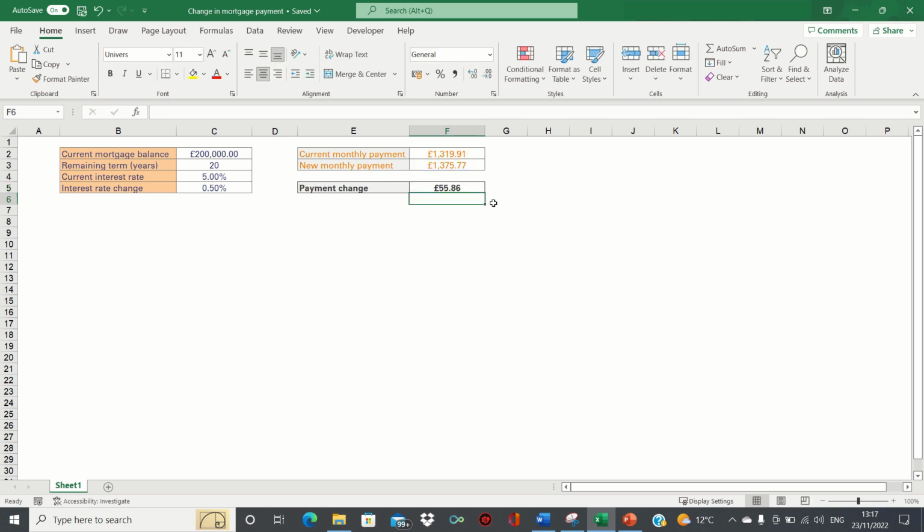To calculate the payment change, we can simply take the new monthly payments and subtract the current monthly payments. Therefore, if interest rates increased by 50 basis points, the increase in monthly mortgage payments would be around £56. If we change any of the inputs like this, you can see that the outputs update automatically. Therefore, that's how you can create a mortgage rate change calculator in Excel.